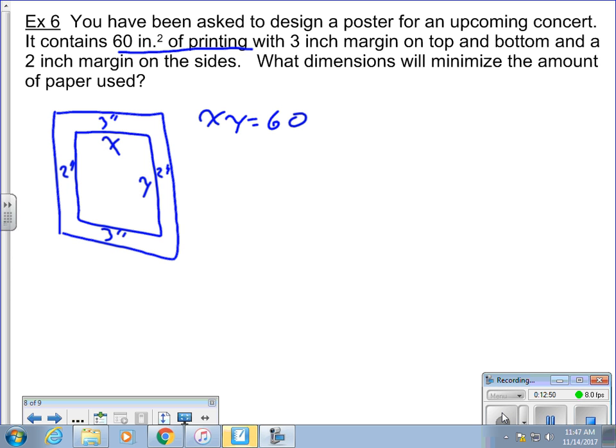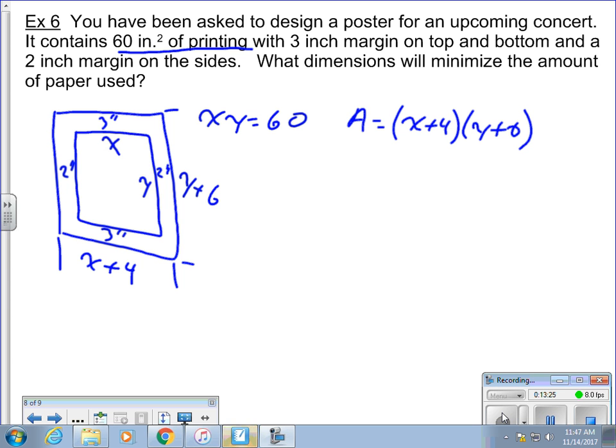But what am I trying to minimize? I'm trying to minimize the paper area. So I'm trying to minimize these dimensions. So this one going across here, X plus 4. This one going across here, Y plus 6. So the thing we're trying to minimize is the area of the paper, which would be X plus 4 times Y plus 6.